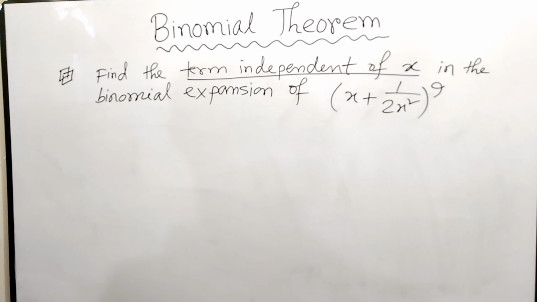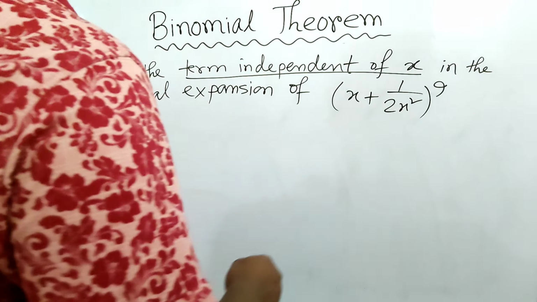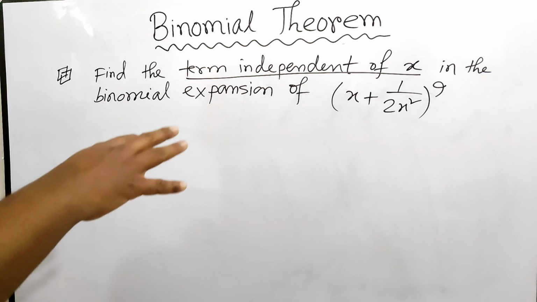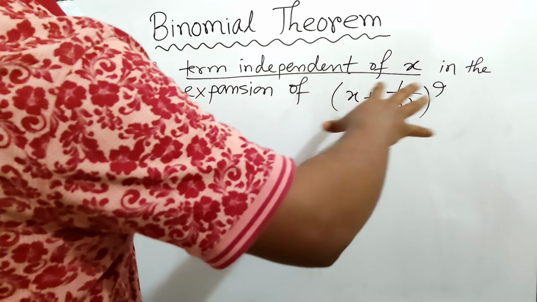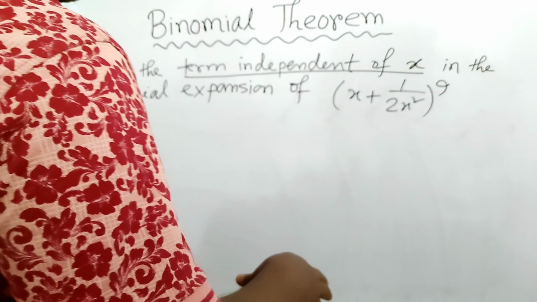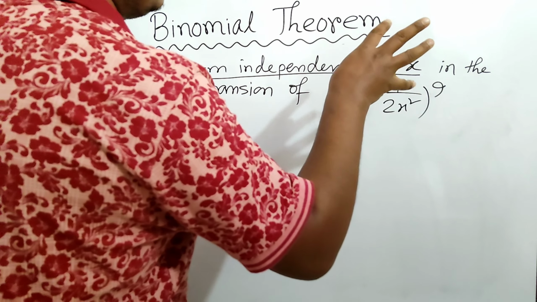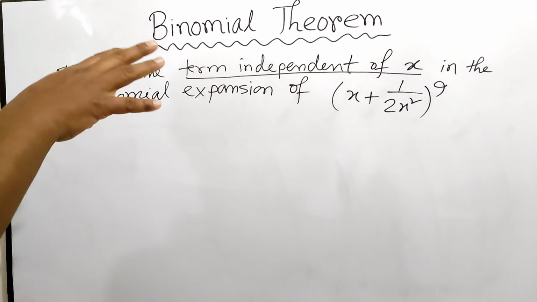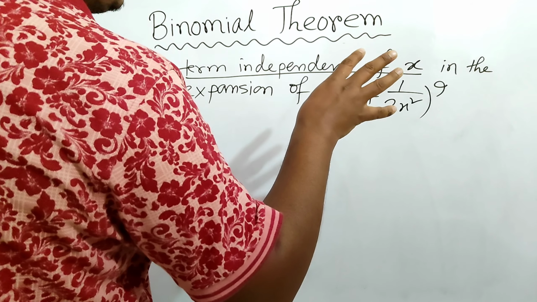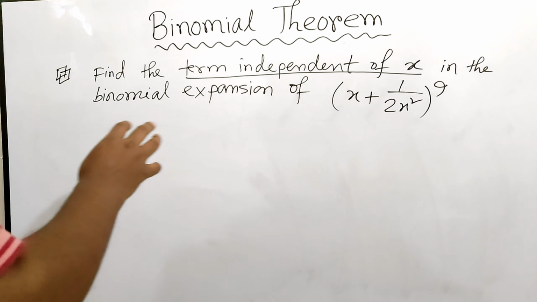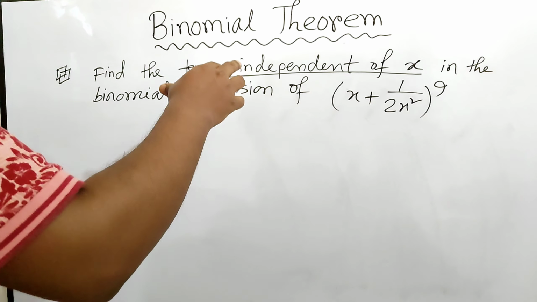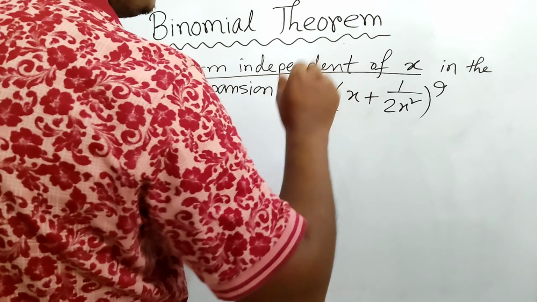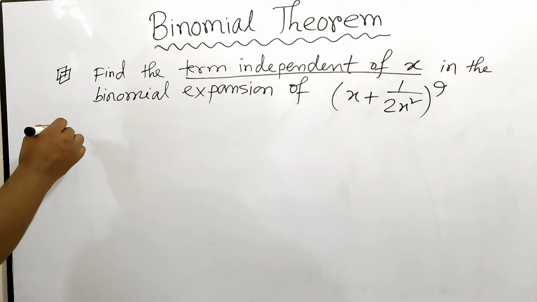Here the power is 9. So if you do this by using the main formula, it will be so long and complicated, because there will be 10 terms and that will be a long calculation, and it will be difficult to find the term independent of x. It will take more time. But if you use your general formula, that is the r plus 1 term, then it will be so easy for you. Term independent of x means there is no x, that means the power of x should be 0. Now look at the solution.